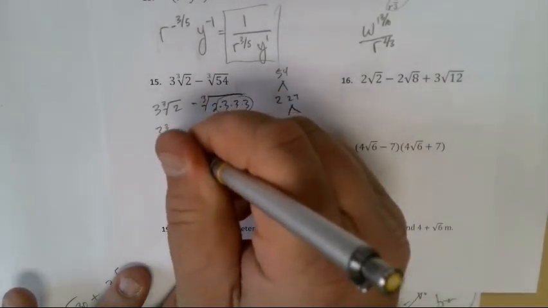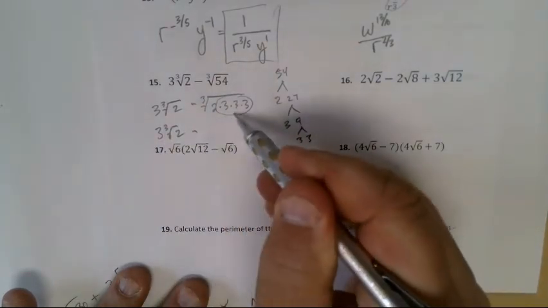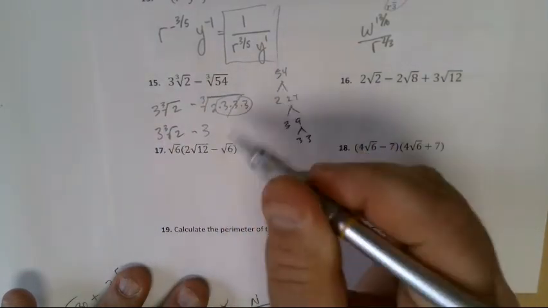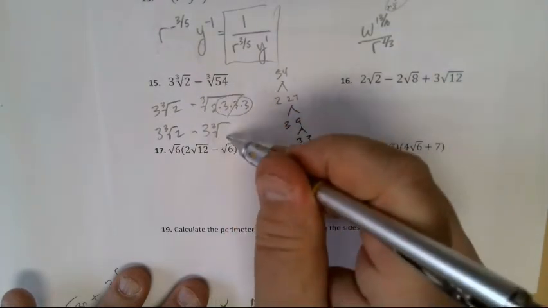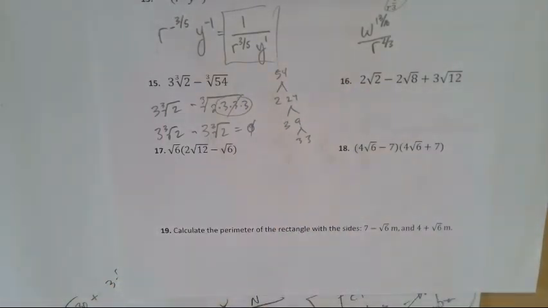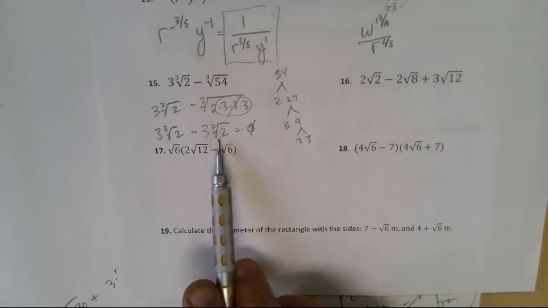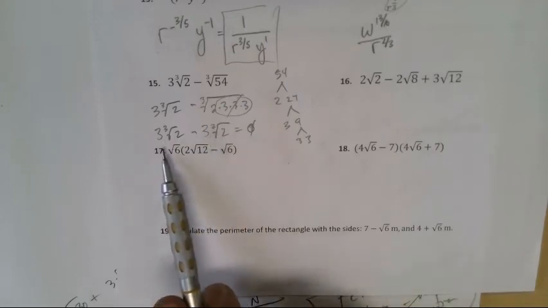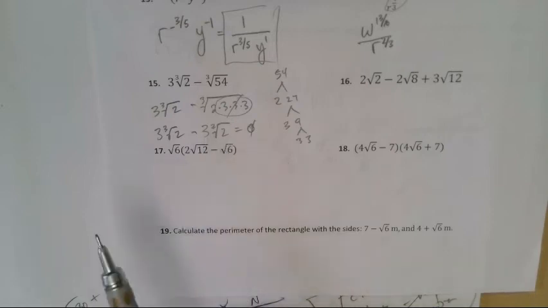So I've got 3 times the cubed root of 2 here and there, minus 3, because I pulled it out, times the cubed root of the 2 that's left there. Well, that makes nothing, because now they're the same index and the same radicand. Cubed root of 2, cubed root of 2. 3 cubed root of 2 minus 3 cubed root of 2 is 0 cubed root of 2, so it's just 0. Okay.